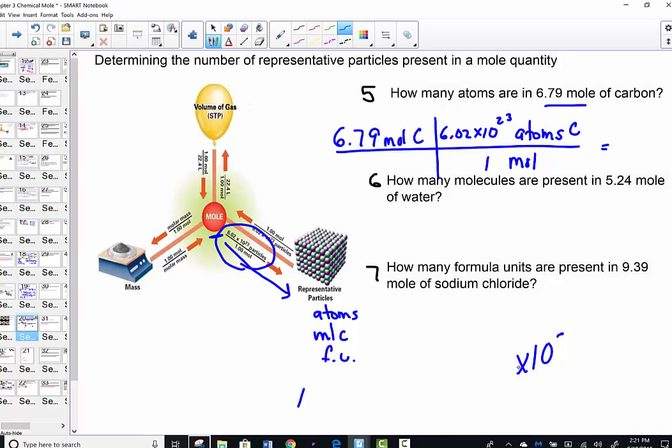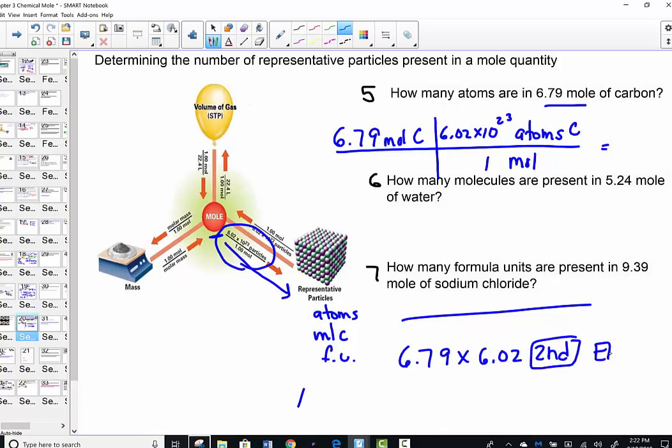So, yes, it will be. Let's solve it and make sure we get a common answer. I have a Texas Instrument, and my key sequence would look like this. It would be 6.79 times 6.02, and then I have to press second function. That's the blue button on mine. And then on top of the comma, I have an EE key. And then I'd hit 23, equal.